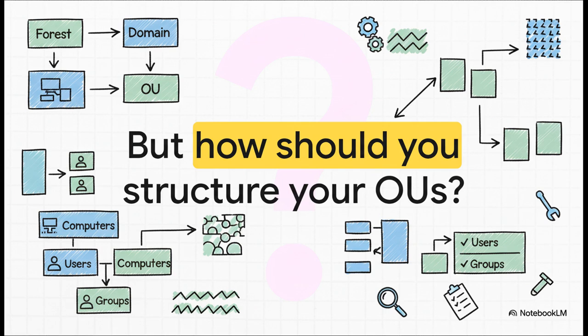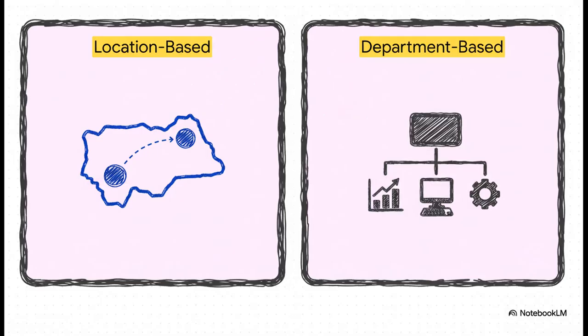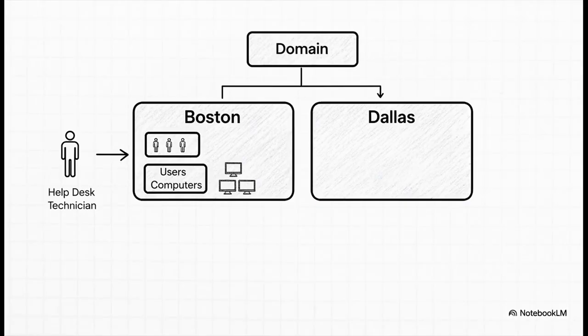How you decide to structure your OUs is going to directly impact how you can manage your environment. The two most common models you'll see are structuring by physical location, like your Boston office and your Dallas office, or structuring by company department, like sales and IT. The location-based model is fantastic for companies that have regional offices managed by local IT teams. A department-based model, on the other hand, can work for more centralized organizations where, say, departmental IT folks need control over their own people.